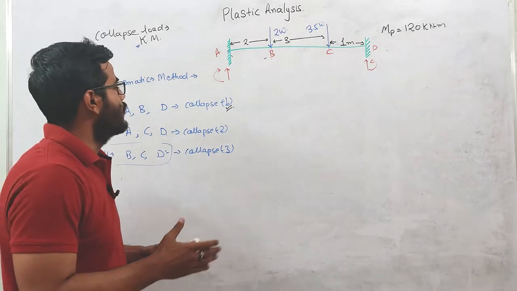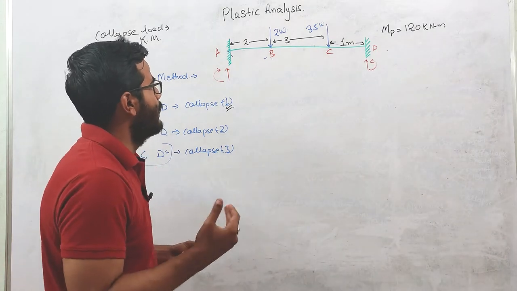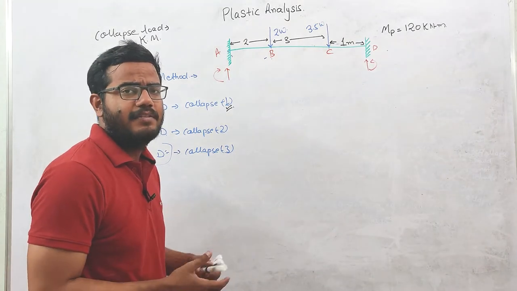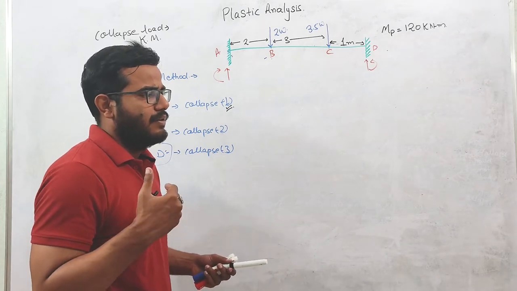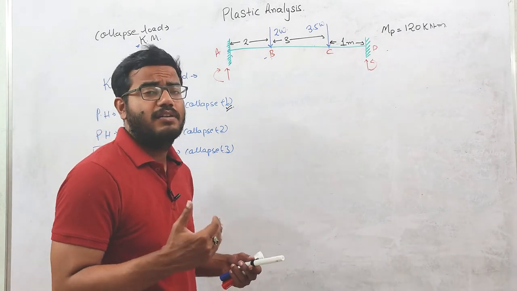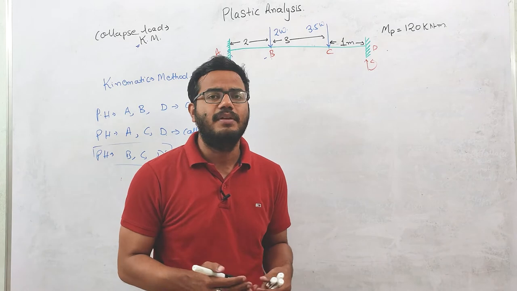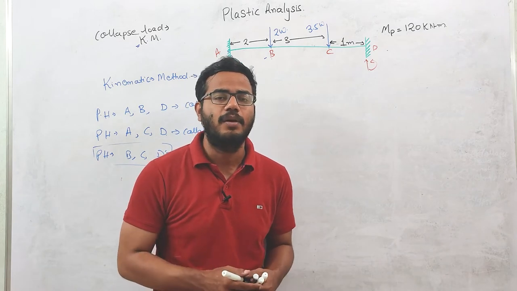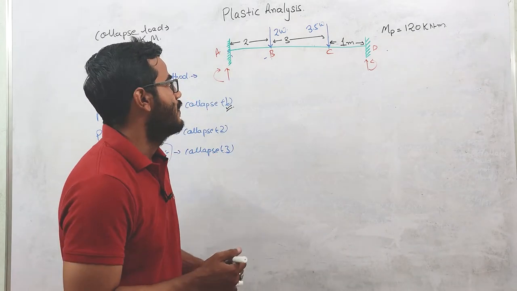Guys, if you want to solve the problem of how to calculate the collapse load, and the question does not ask you to solve it with the static equilibrium method, then you will always use the kinematic method, because it is very easy to use, right?